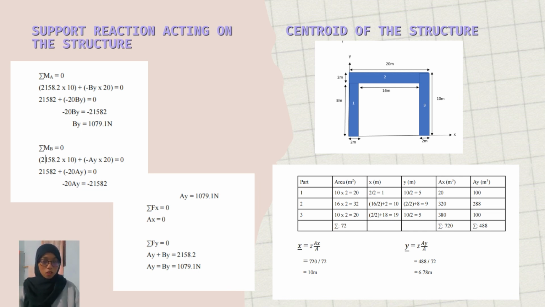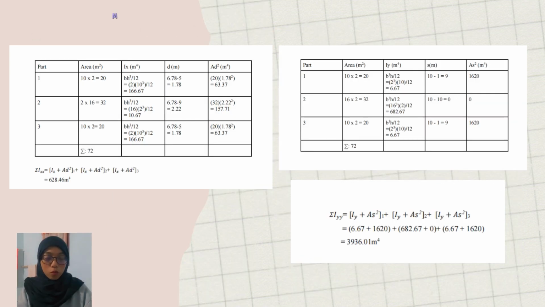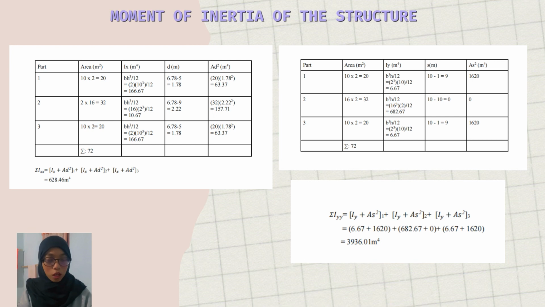Next, the center of the structure is calculated. For the x-axis we got 10 meters and for the y-axis we got 6.78 meters. The moment of inertia of the column and beam is calculated. So this is how we calculate the moment of inertia. For the x-axis we got 628.46 meter to the power of 4, and for the y-axis we got 3936.01 meter to the power of 4.